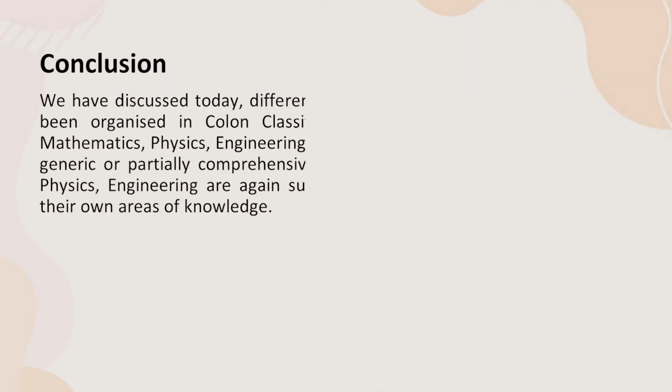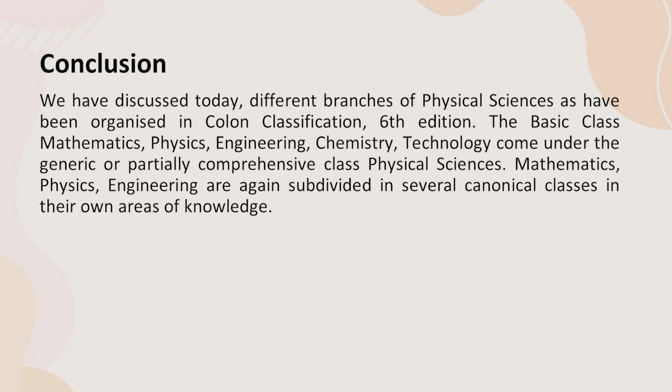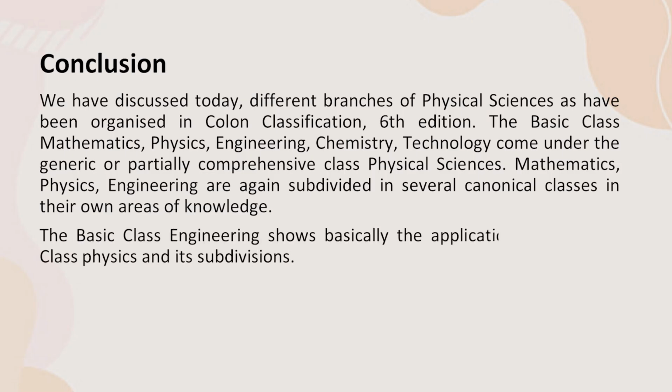We have discussed today different branches of physical sciences as have been organized in colon classification 6th edition. The basic class mathematics, physics, engineering, chemistry, technology, etc. come under the generic or partially comprehensive class physical sciences. Mathematics, physics, engineering are again subdivided in several canonical classes in their own areas of knowledge. The basic class engineering shows basically the application of the basic class physics and its subdivisions.